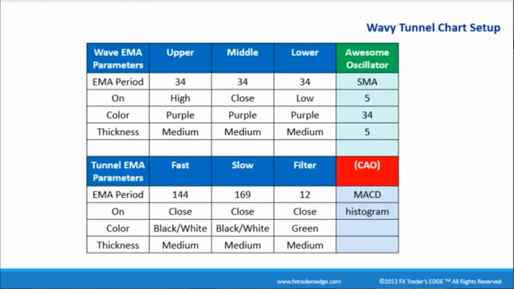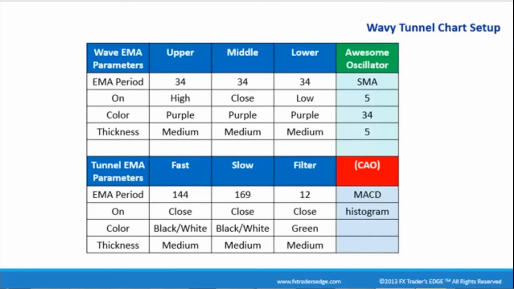The Wavy Tunnel chart setup includes the following EMAs: 12, 34, 144, and 169. That's all. Set up the wave on the 4-hour, the 1-hour, and the 15-minute time frames for swing trading. You will be setting up 3 different 34-period exponential moving averages, EMAs. These are the averages of the candlestick highs, closes, and lows.